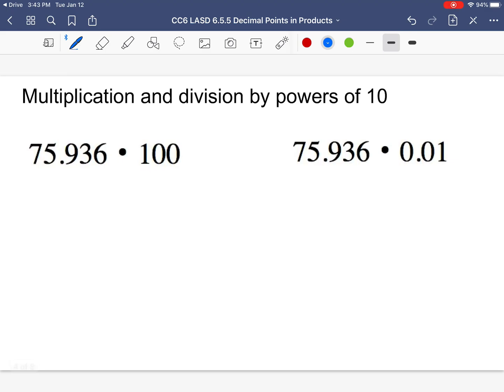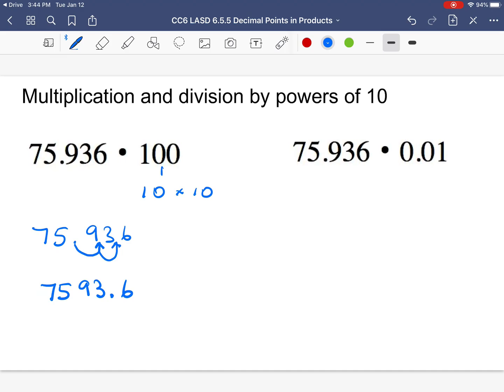Let's look at multiplying and dividing by 100. So 100 is 10 times 10. So 75.936. If we multiply by 10, we move the decimal point one digit to after the 9. And if we multiply by 10 again, because 10 times 10 is 100, it moves the second digit over here. And so we've got 7593.6. So you can see that when you multiplied by 100, you moved 2 digits right.